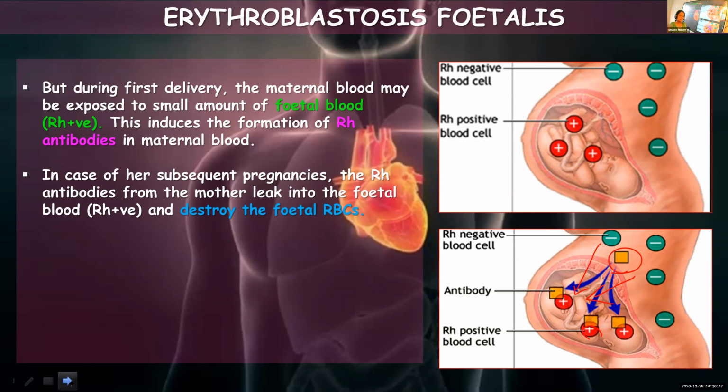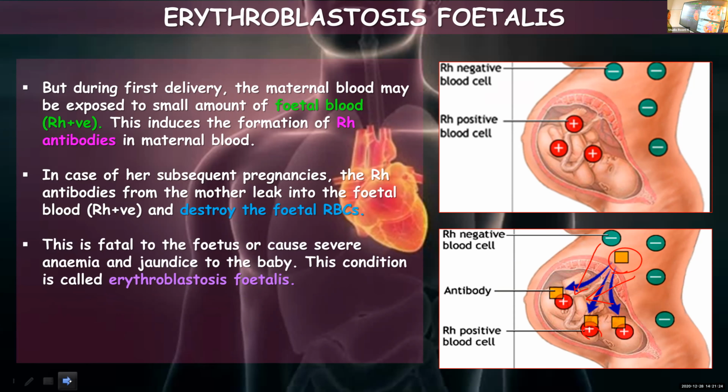But we have to see the chances for the baby being Rh positive again, in case the father is Rh positive. Then at that time, the mother's blood is already having the antibodies against this Rh factor. These antibodies are capable of crossing the placental barrier and mixing up with the fetal blood, and that can lead to complications. In subsequent pregnancies, the Rh antibodies from the mother leak into the fetal blood and can destroy the red blood cells of the fetus.